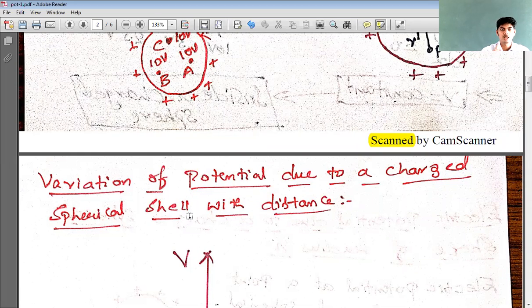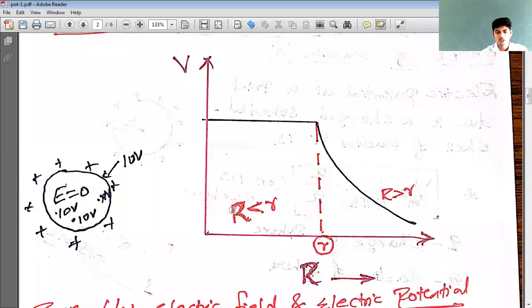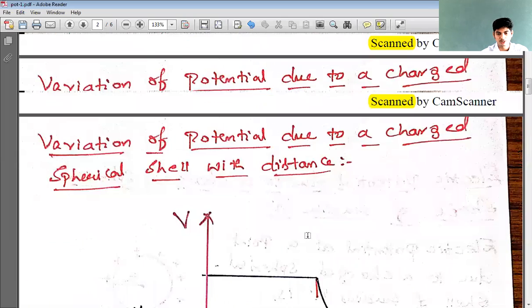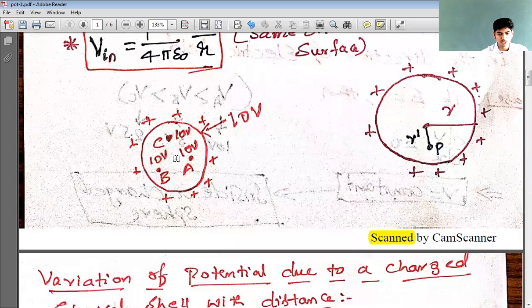See, we know that electric potential due to a charged spherical shell varies with distance. Here on y-axis I have plotted potential, and on x-axis I have plotted distance. As long as distance is equal to radius of the shell, ಇಲ್ಲಿ ನೋಡ್ರಿ, this is center of the shell. As long as distance equal to radius, center ಇಂದ surface ವರೆಗೂ potential ಹೇಗಿರ್ತದೆ ಹೇಳ್ತೀರಾ?